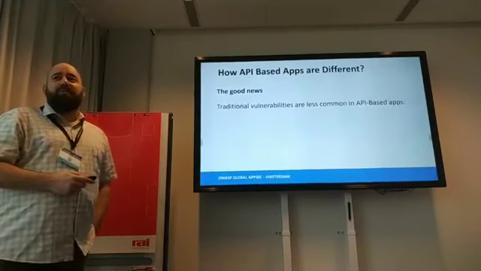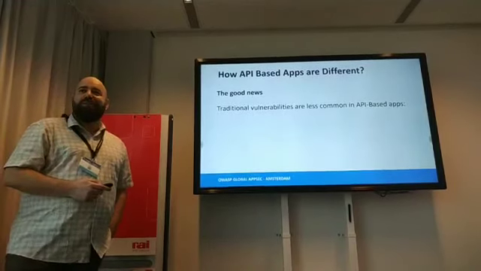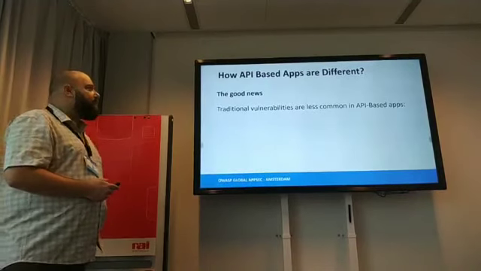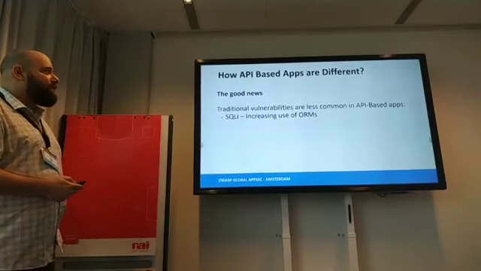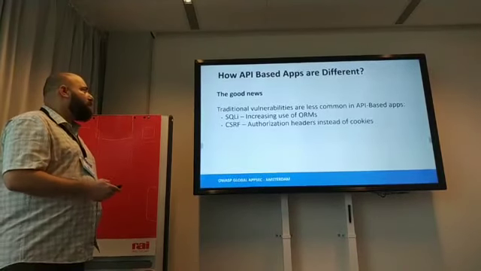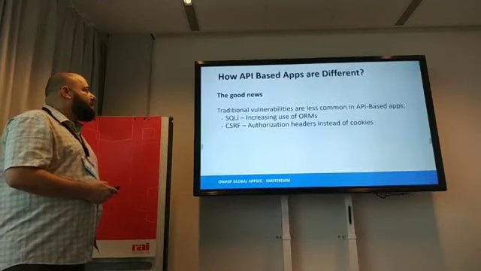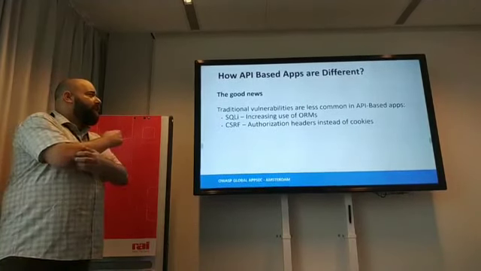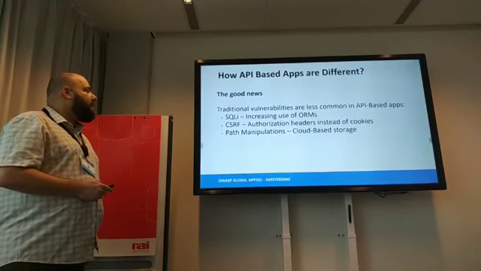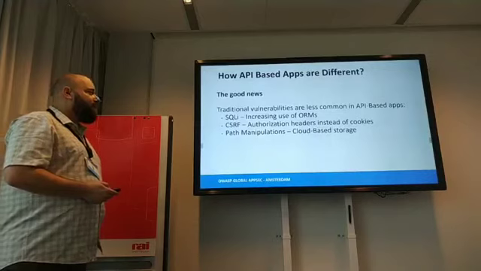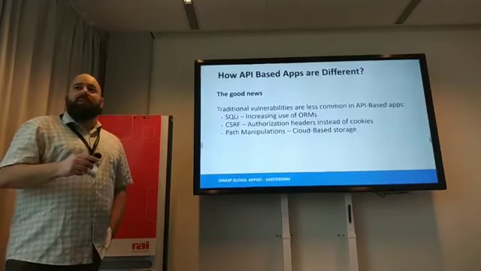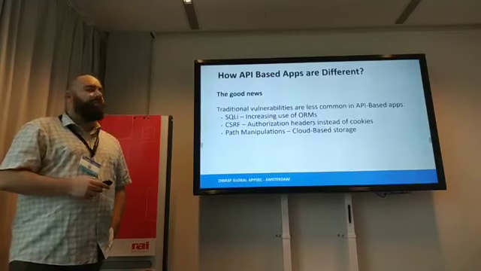But there is also good news. I don't want to leave you upset here. So traditional vulnerabilities are less common in API-based applications. SQL injections, for example, are less common because of increasing use of ORMs, and we'll talk about it a bit later again. CSRF is less common because cookies are making place to authorization headers, slowly but surely. Path manipulations are very different now with cloud-based storage. It's not that they don't exist, but they exist less, and the severity is very, very different.